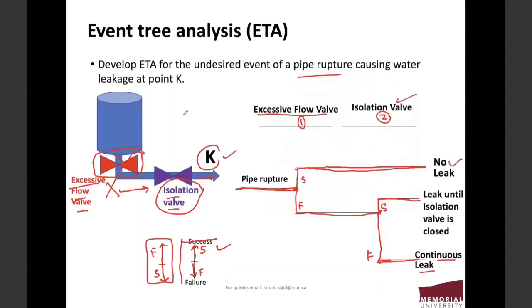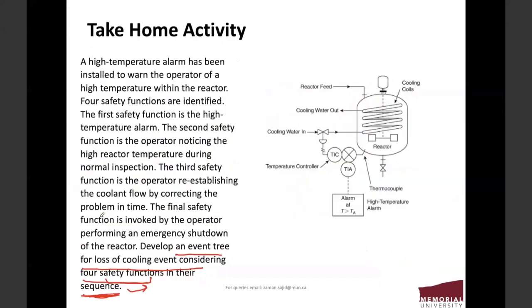Because according to my problem, if I put this one first, let's say I keep it here before my excess flow valve, your solution will be wrong. Event tree, just keep in mind, is based on the sequence of events. The sequence of events is very important. So what I would suggest, once you are doing this example, is to spend at least 2 minutes to absorb the problem and understand the sequence of events, what is happening and how it is happening. Once you have the sequence of events clear in your mind, you can write down your safety barriers and start with your initiating event.